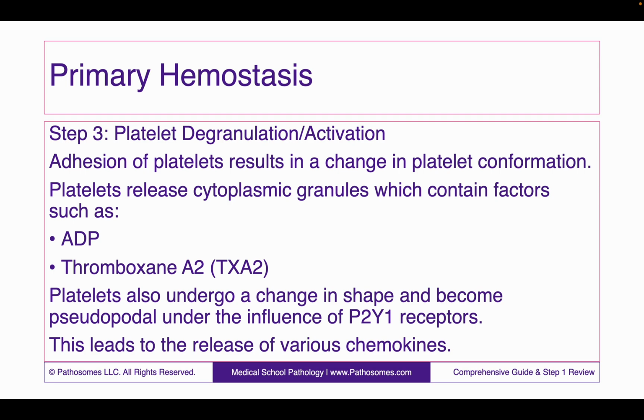Step 3 of primary hemostasis involves platelet degranulation and activation. Adhesion of platelets results in a change of platelet conformation. Platelets release cytoplasmic granules, which contain factors such as ADP and thromboxane A2. Platelets also undergo a change in shape and become pseudopodal under the influence of P2Y1 receptors. And this leads to the release of various cytokines and chemokines.